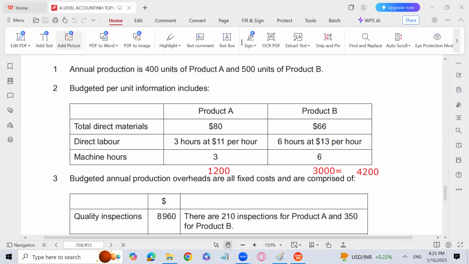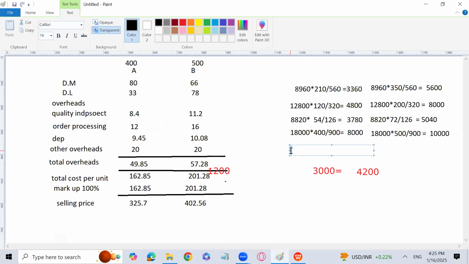8820 multiplied by 1200 divided by 4200 is 2520. Now the distribution of the overheads is going to be changed. 8820 multiplied by 3000 divided by 4200 is 6300. But I have to calculate the per unit. The total is going to be 5400.